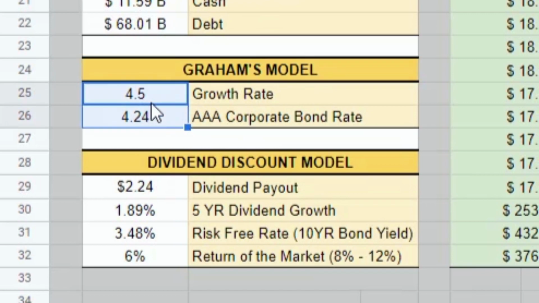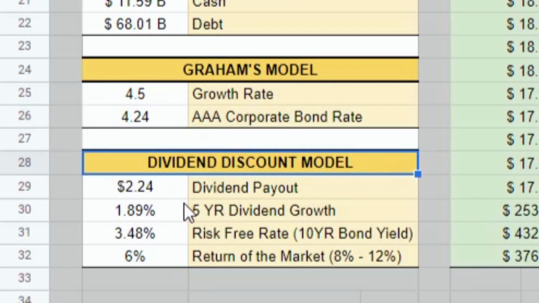Now, I only have two things here for Graham's model. Everything else is put into the formula here, and it'll calculate the expected growth rate of Walmart. Over the course of the next 5 years, analysts are projecting about 4.5% growth per year. The AAA corporate bond rate is sitting at around 4.24%, and you can find that from a quick Google search.